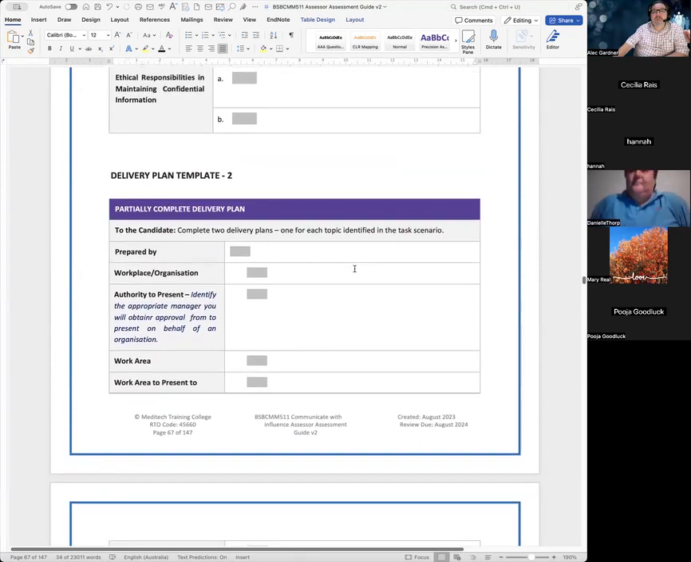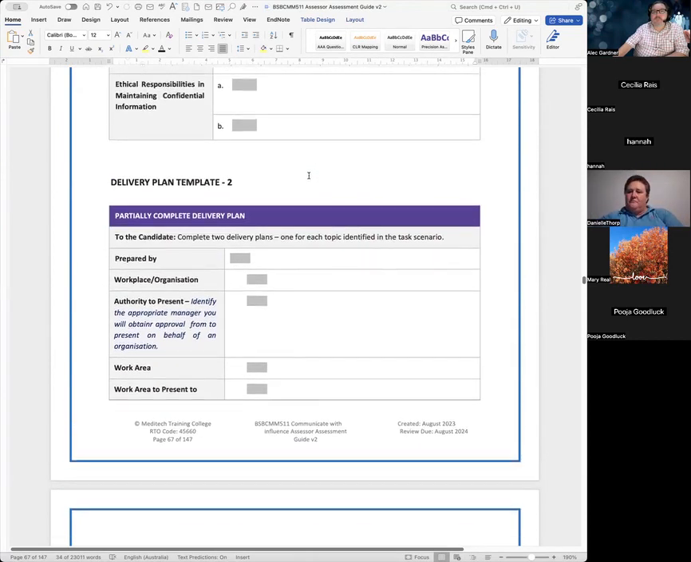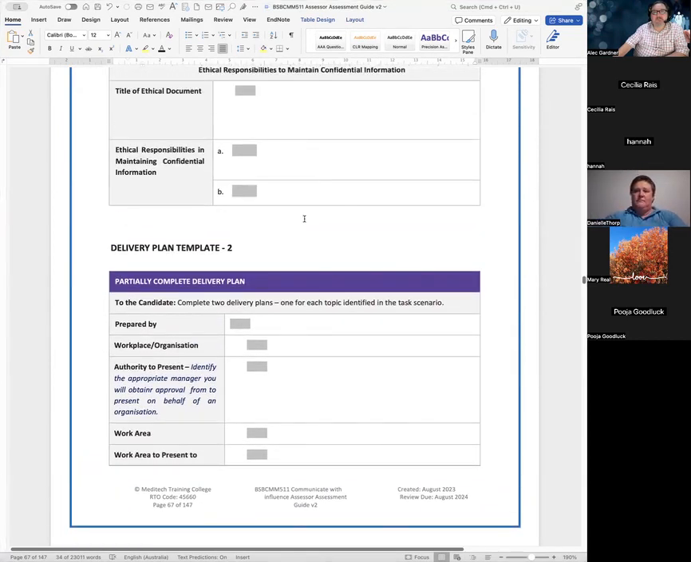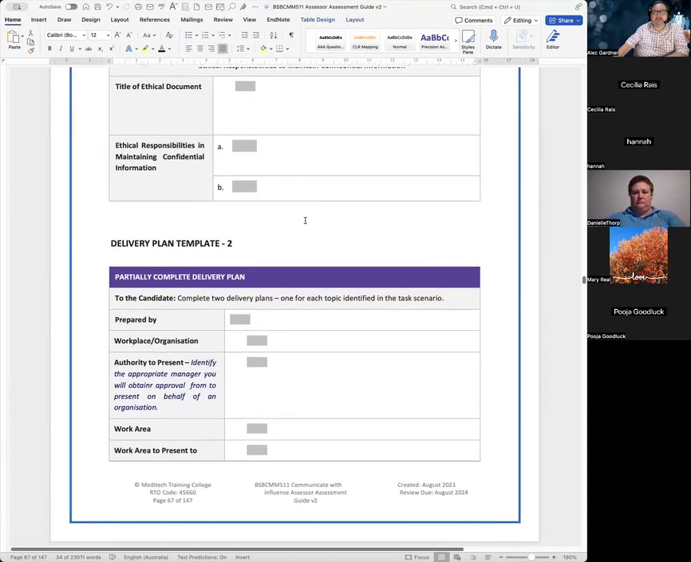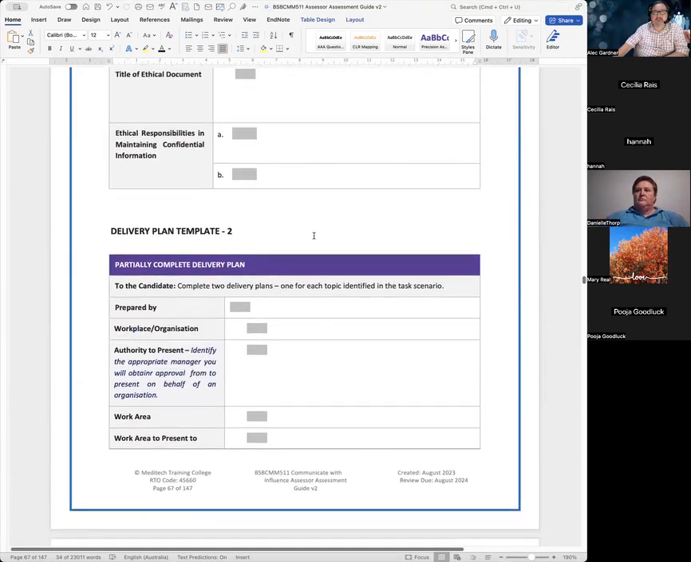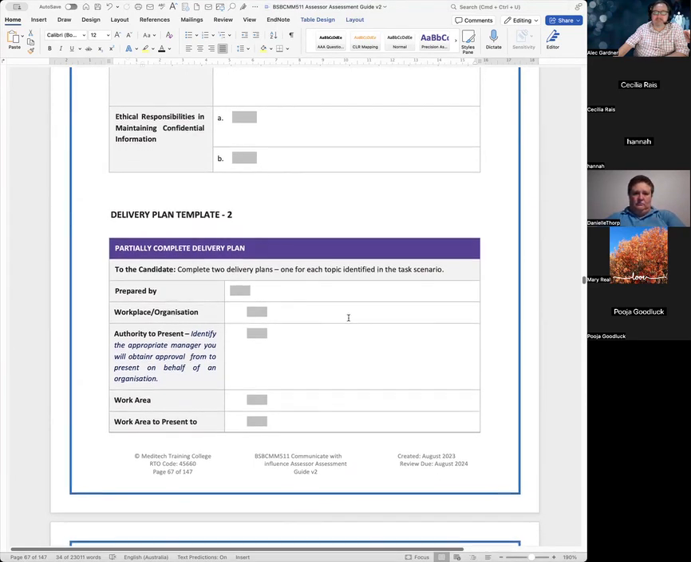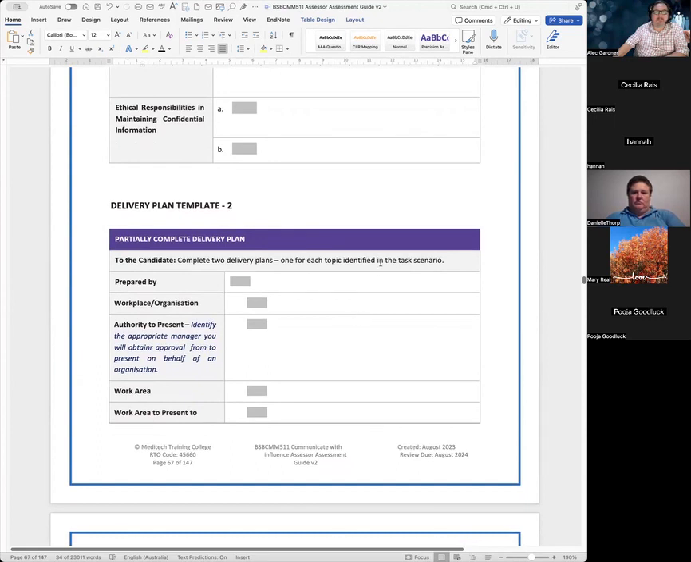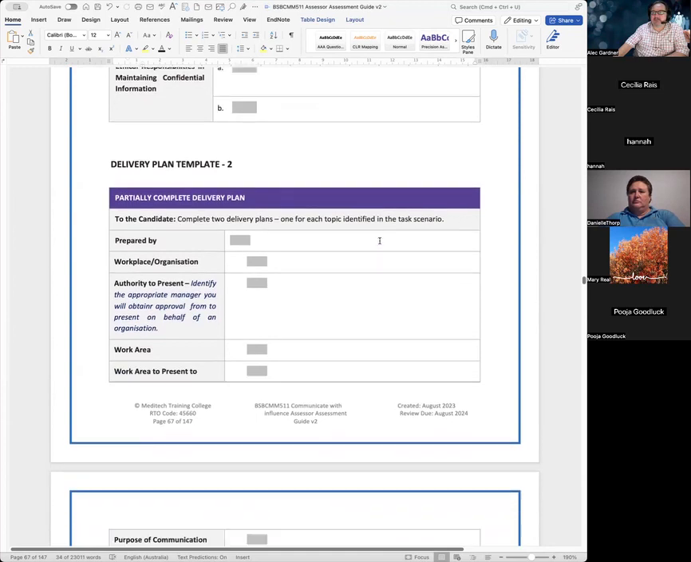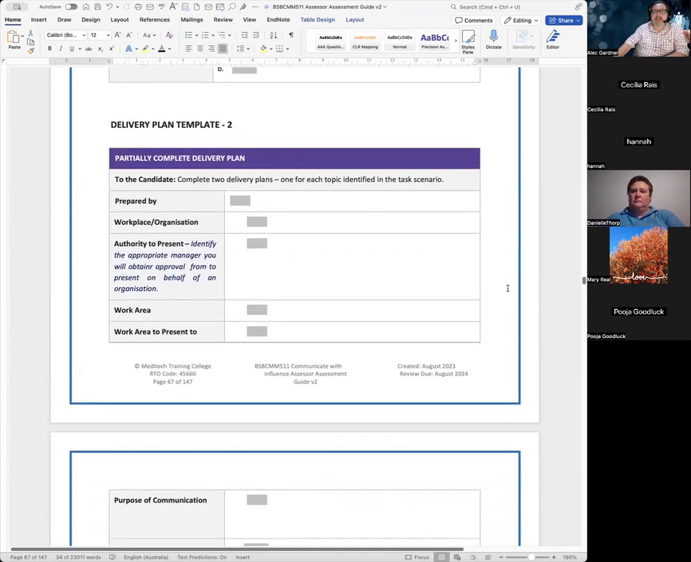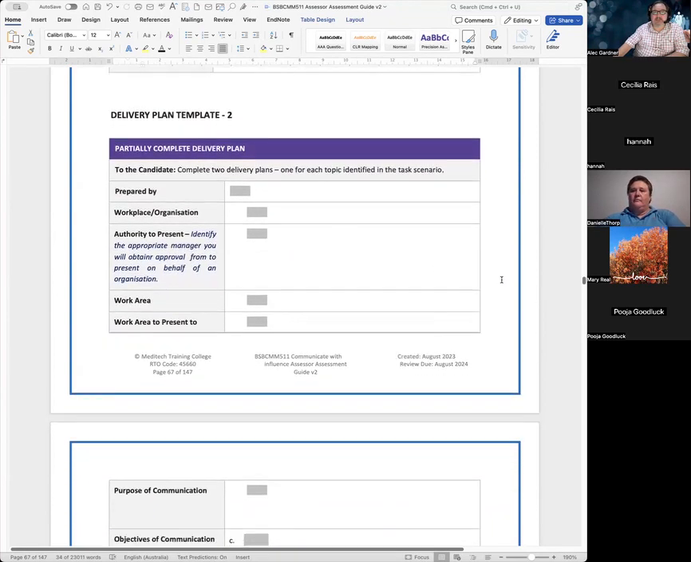Just an admin question. It's saying delivery plan and then partially complete delivery plan, and then it says to the candidate, complete 2 delivery plans. When we complete it, it's complete, but it's not a partially complete delivery plan. Yeah, it's completed. The wording on these needs to be looked at. It's confusing. Really, really is, and I've been taking notes as I've been going through to give back to Leanne on this.